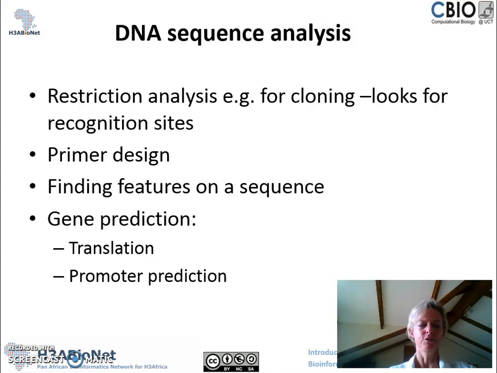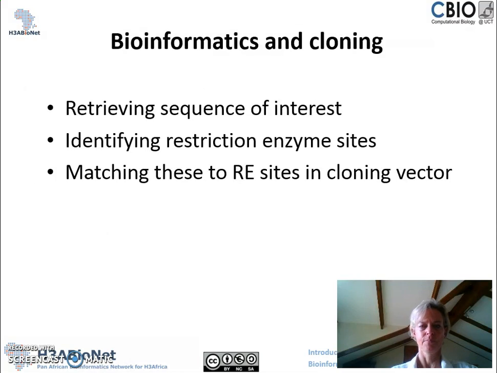So that's just a few general pointers about overall sequence analysis and accession numbers. Now we'll come down to actually doing some sequence analysis. So as I mentioned, I'll touch briefly on restriction enzyme analysis, primer design, and finding features. If you want to do some cloning in the lab, what you need to do first is say what piece of DNA do you want to clone, and what is the sequence of that DNA. Then you will need to identify restriction enzyme sites in these and match these to restriction enzyme sites in a cloning vector.